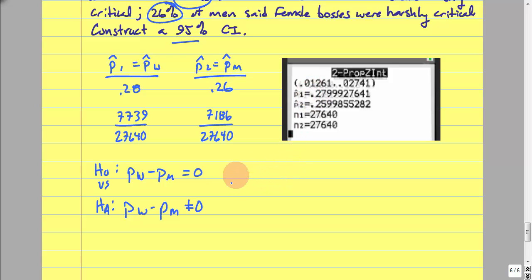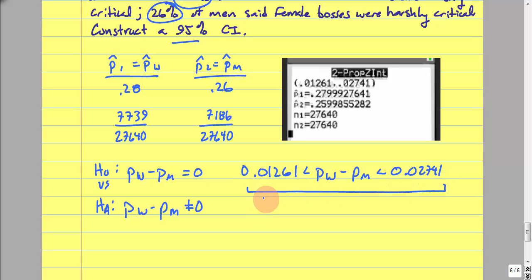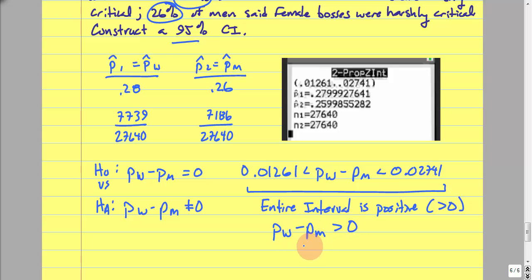So my proportion for this runs from 0.01261 less than P sub women minus P sub men is less than 0.02741. So this entire interval is positive. So when we say positive, we mean greater than 0. So this would look like P sub W minus P sub M is greater than 0. Now if we move this across for comparison, I'd add the P sub M across. That means the proportion of women is greater than the proportion of men who would say that female bosses are harshly critical.